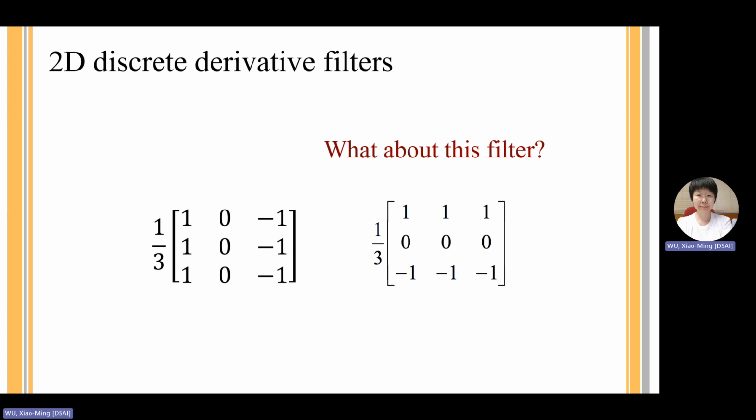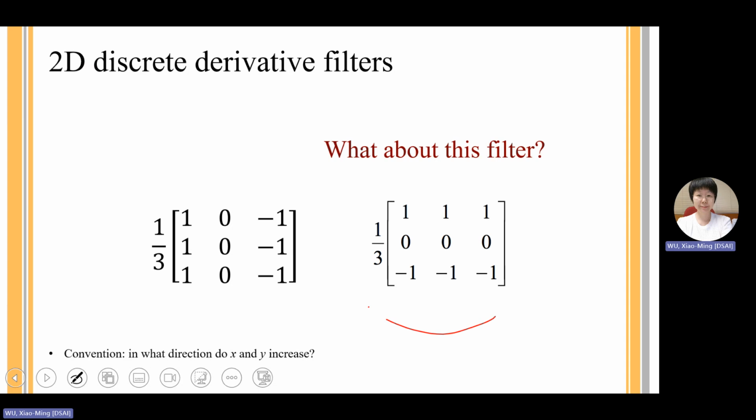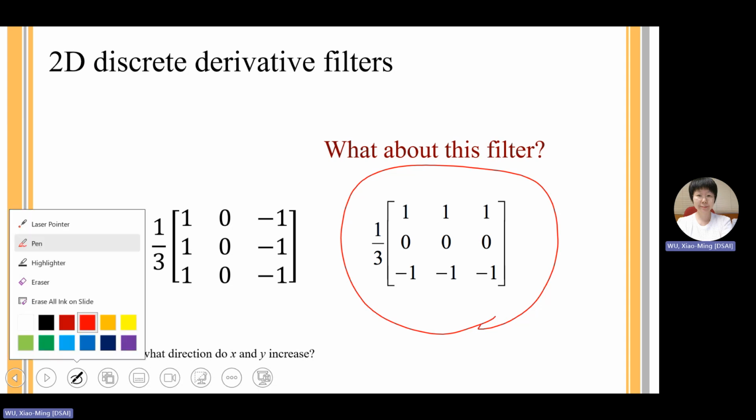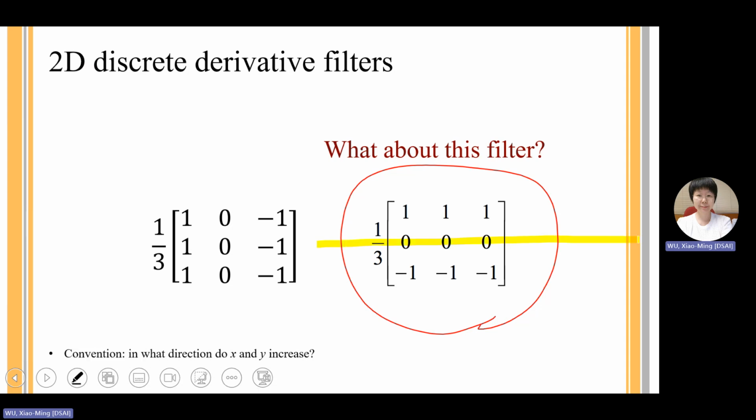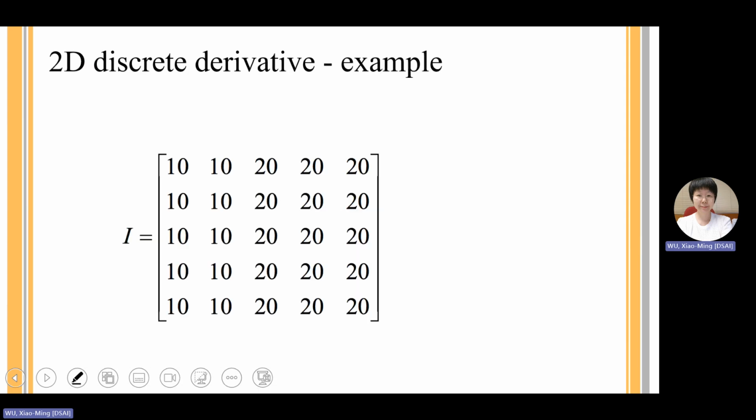Okay. Well, similarly, what does this filter do? What about this filter? This filter is for identifying horizontal edges, because it calculates the difference between the pixels above and the pixels below. Okay, horizontal edges.